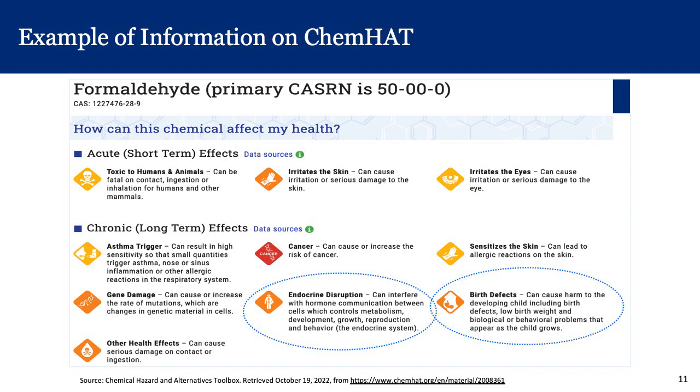In this case, we have formaldehyde, and we can see that there is suggestive evidence that it may cause endocrine disruption, impacting reproduction, and there is also information on birth defects. We can see here that formaldehyde could cause harm to the developing fetus, including birth defects, low birth weight, and biological or behavioral problems that may develop as a child grows.